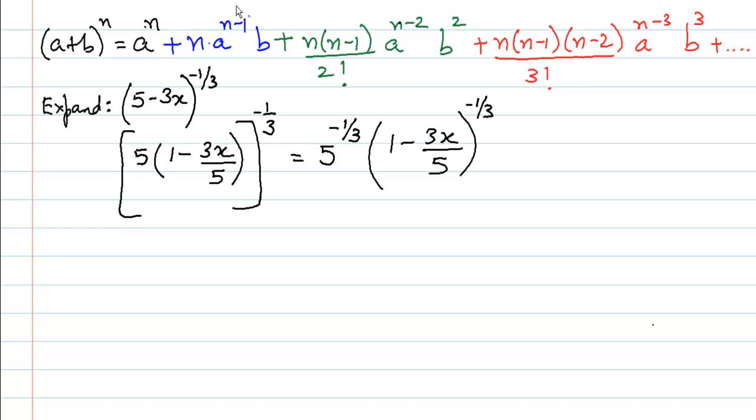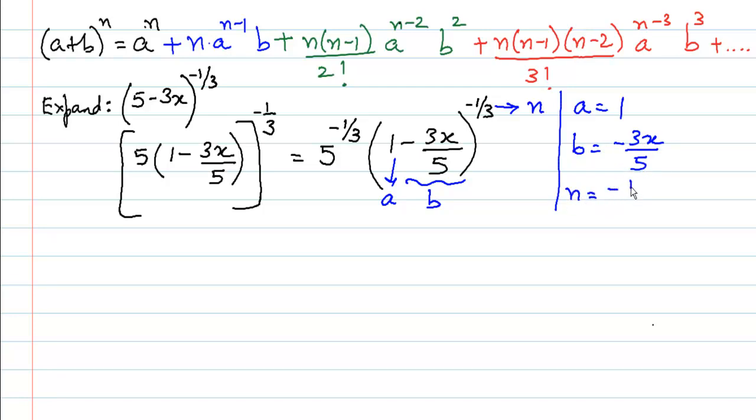So we have our a as 1, we have our b as minus 3x upon 5, and we have our n as minus 1 upon 3. I'll write it down. So here a is 1, b is minus 3x over 5, and n is minus 1 over 3.